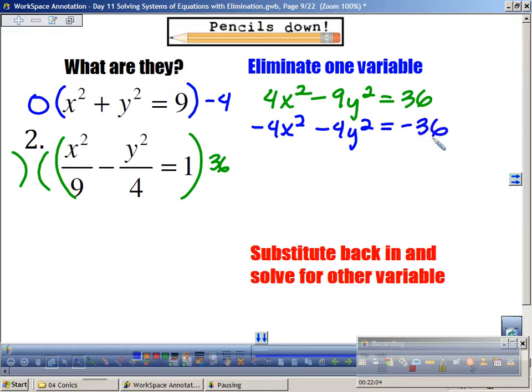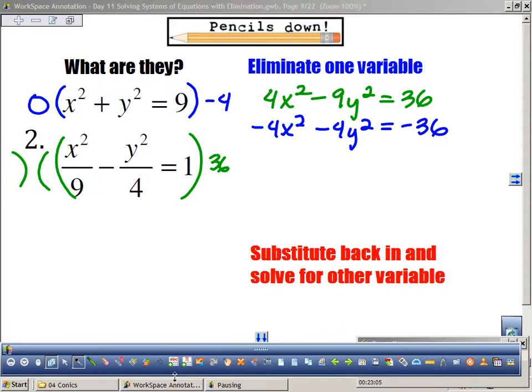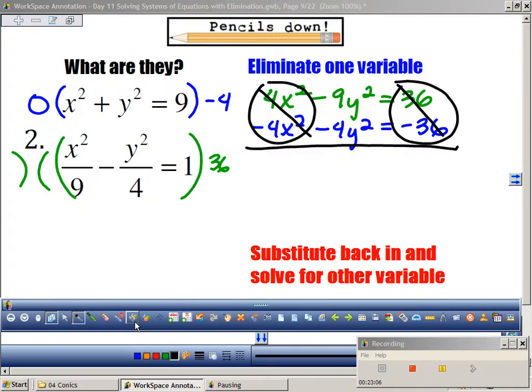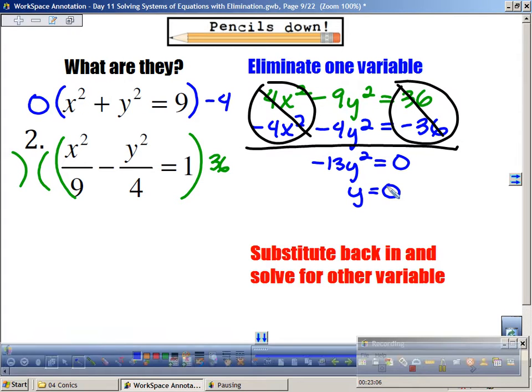Now it's not so bad. Right? These cancel out. And actually these cancel out too. And I'm left with negative 9 and negative 4 is negative 13y squared equals 0. So what does y equal? Y equals 0. Now I've got to find x. All I got to do is plug it back. I'm not going to plug it in there. That's crazy. That one looks easier.